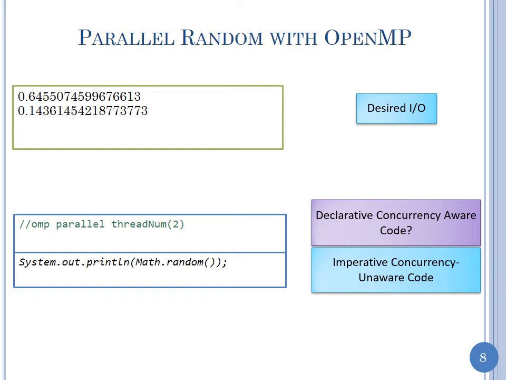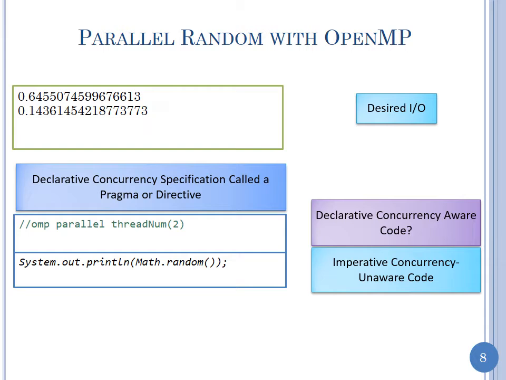Okay, so pretty much what you guys came up with is what exists in this OpenMP standard. Okay, so let's talk about OpenMP. This is called a declarative concurrency specification, and since it's a comment or something that's added on to regular code, it's also called a pragma or a directive. Okay, the word pragma I first heard in the context of the language Ada, which I mentioned to you guys a few times before.